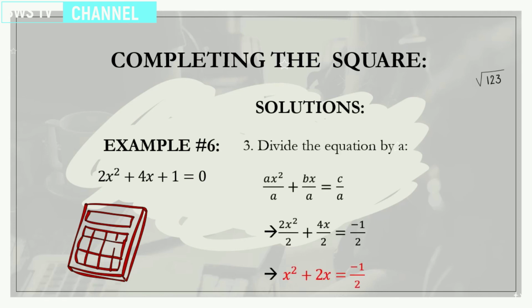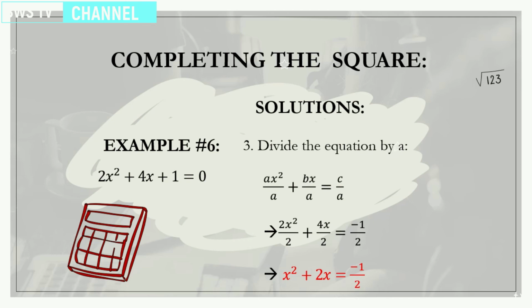Then we have to divide the equation by a since our a is greater than 1. So any number, if it is 3, divide by 3. If your a is 5, divide by 5. If your a is 6, divide by 6. So here our a is 2.